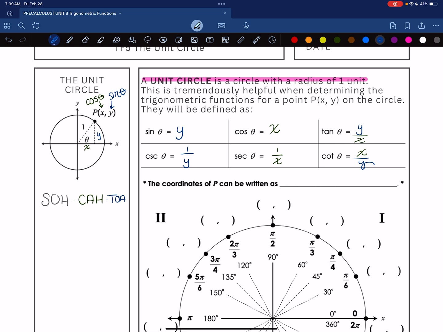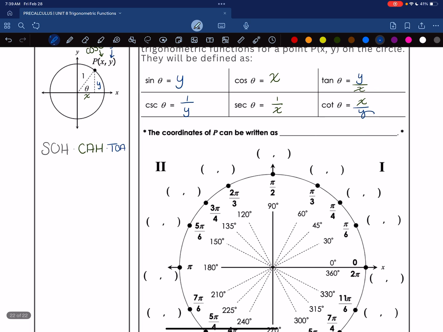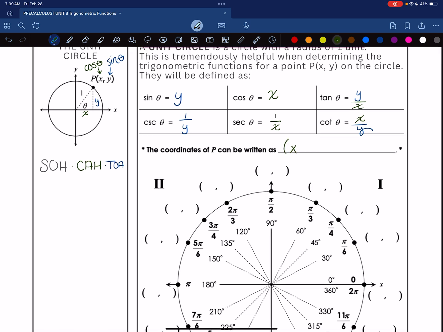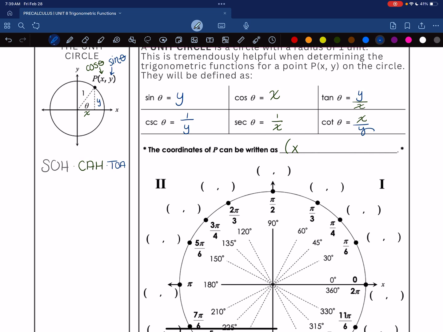And so all of this concludes with the big idea that the coordinate P, instead of being written as x, y, right? We know that it is x comma y, but that could also be stated as cosine of theta, sine of theta. So that point x, y is the same thing as cosine, sine.